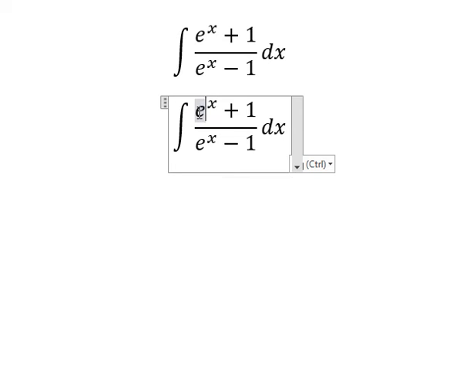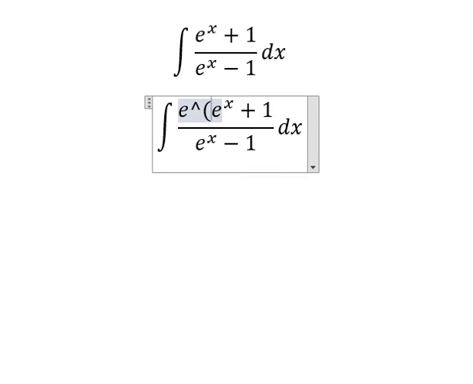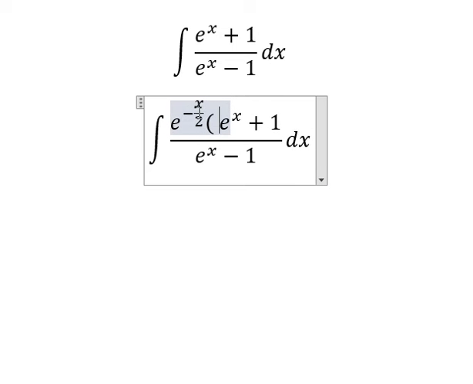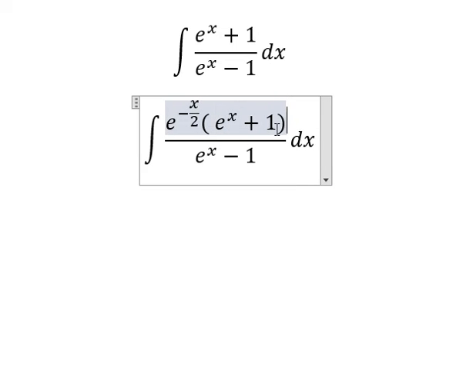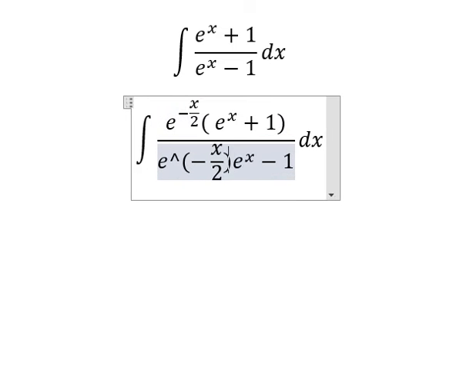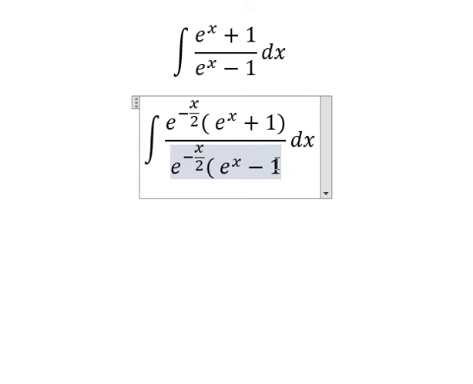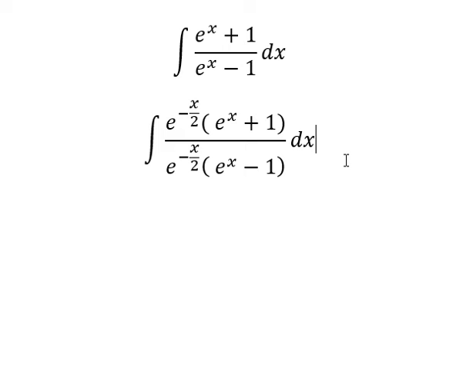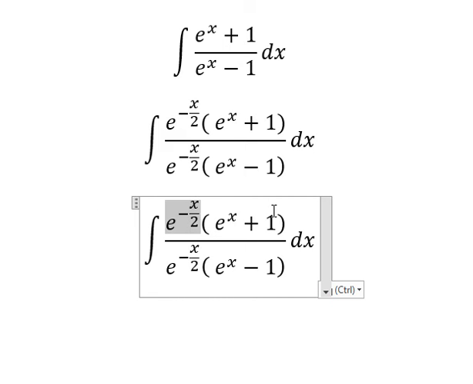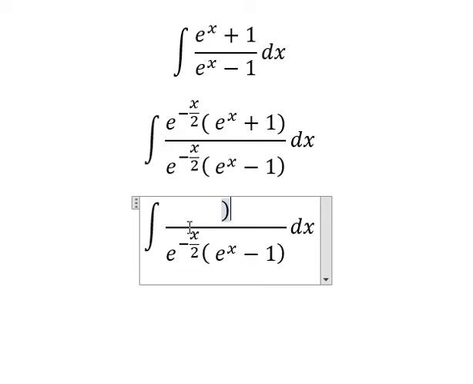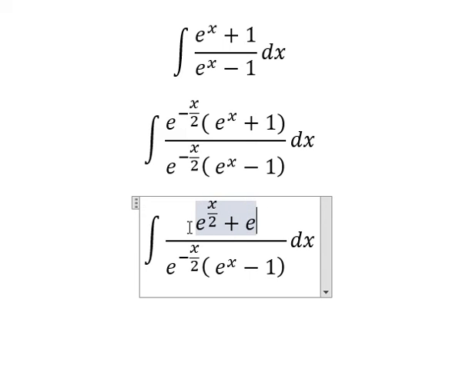We need to multiply by e to the power of negative s over 2 on the numerator and denominator. So this one is multiplied by this one and number one. Similar for this one.